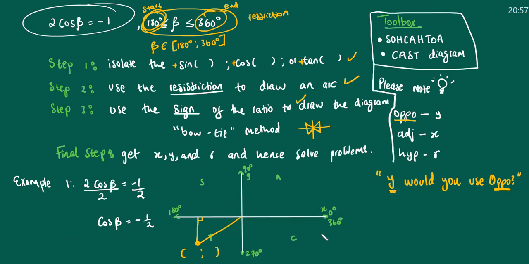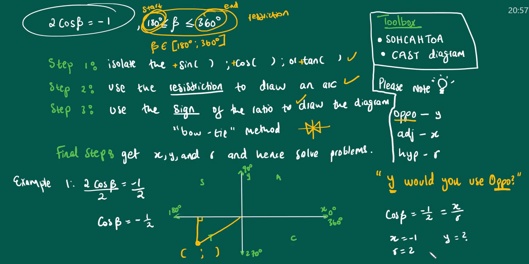Well, the ratio says cos, and you do know that cos beta, since it's negative 1/2, cos is what? Cos, according to SOHCAHTOA, is adjacent over hypotenuse. Now we did say that adjacent corresponds with what? X. Hypotenuse corresponds with what? With r. So that means actually you have yourself x over r. That means x is -1, r is equal to 2. So you are missing what? Y.